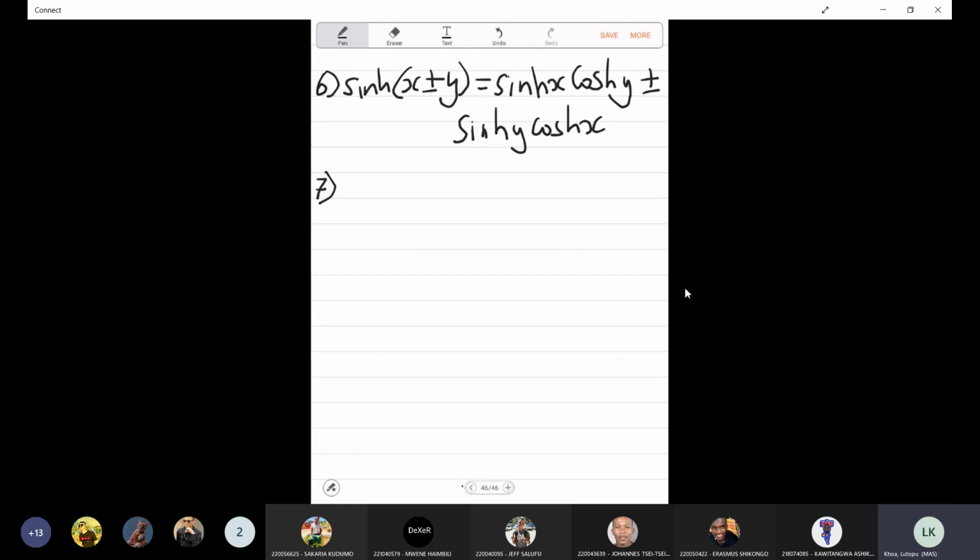Okay, then the next one involves the hyperbolic cos. So hyperbolic cos of x plus or minus y. So here, what happens is the signs are switched. We have, no, they're not. We have cos.